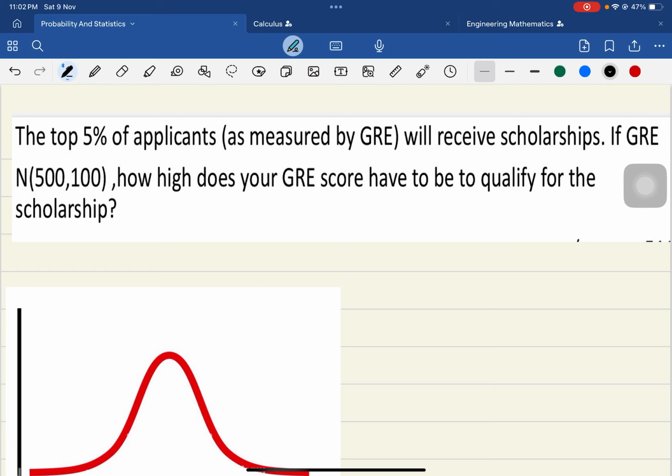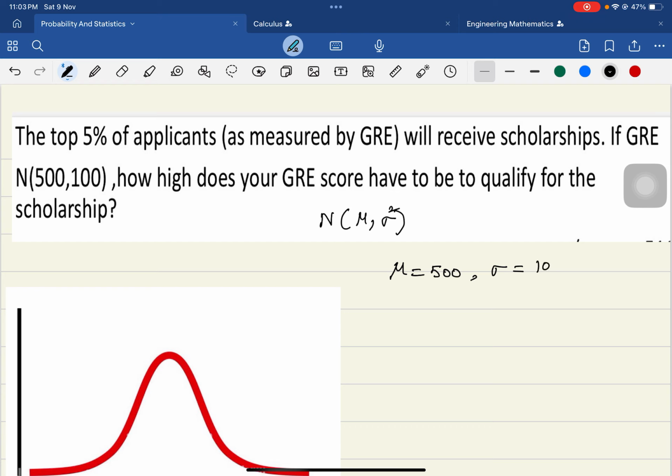The top 5% of the applicants as measured by GRE will receive scholarships. If GRE is N of 500, 100, how high does your GRE score have to be to qualify for the scholarship is the question. So now how to do this? Here, what is given? Mu is given as 500, because what is the notation? N of mu comma sigma square is given. So what is sigma here?